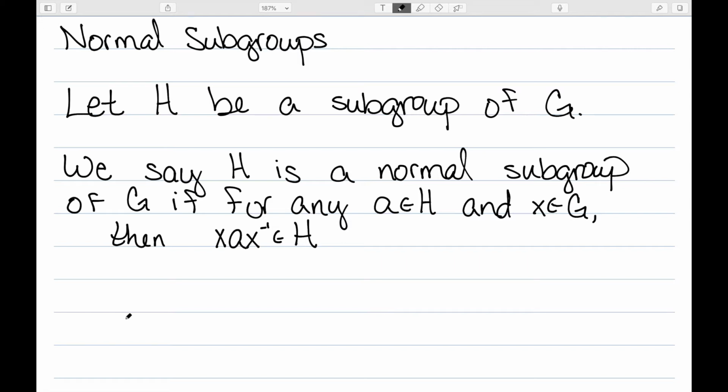Using this definition of a normal subgroup is kind of cumbersome. For every single element a in H and every single element x in G, we would need to check this multiplication. So if we have a rather large group, this can be particularly difficult. So let's try to find a better way to test if a subgroup is normal.